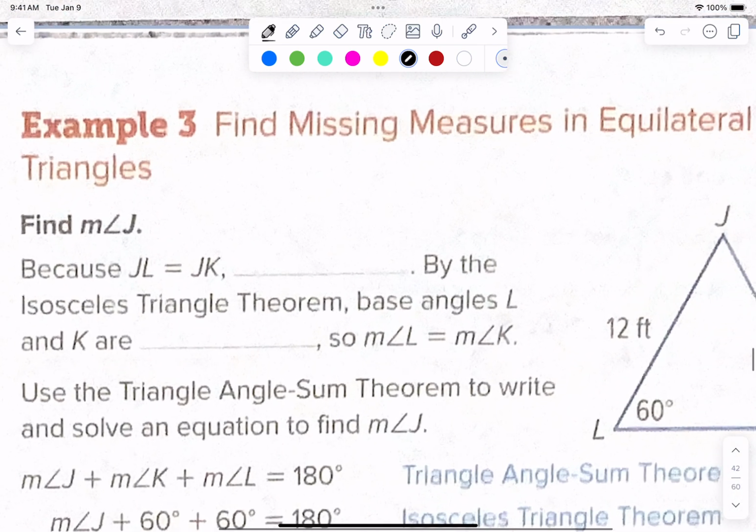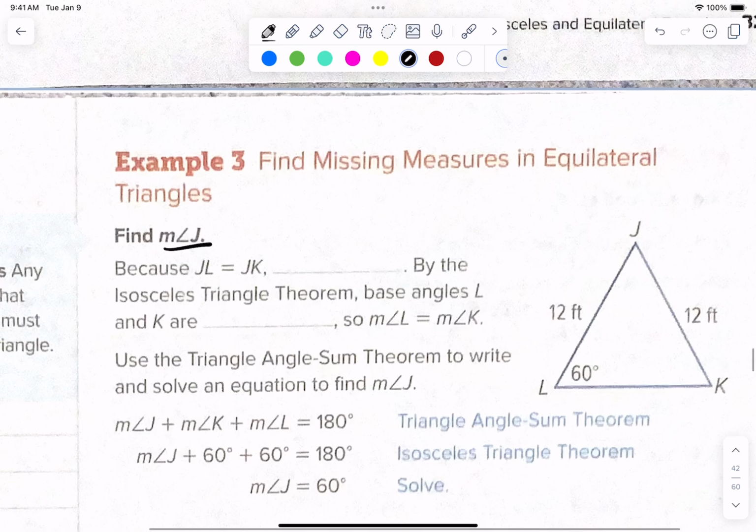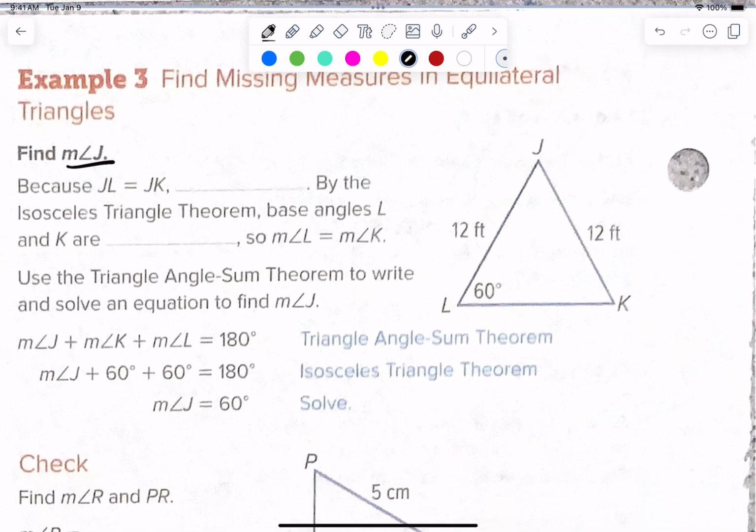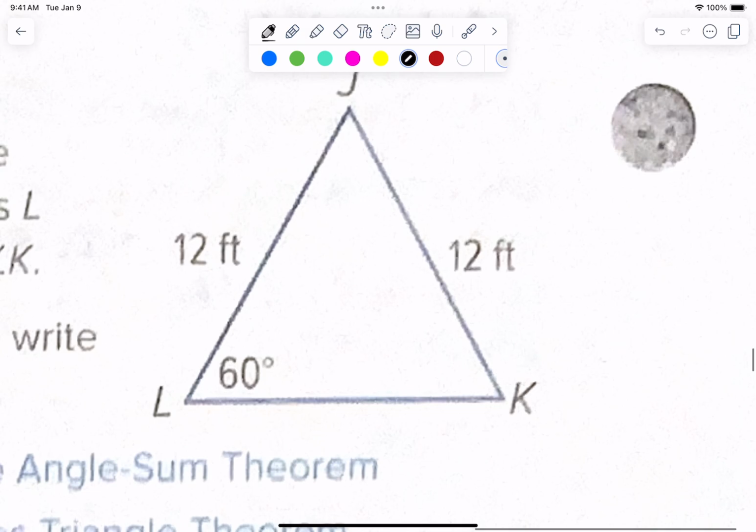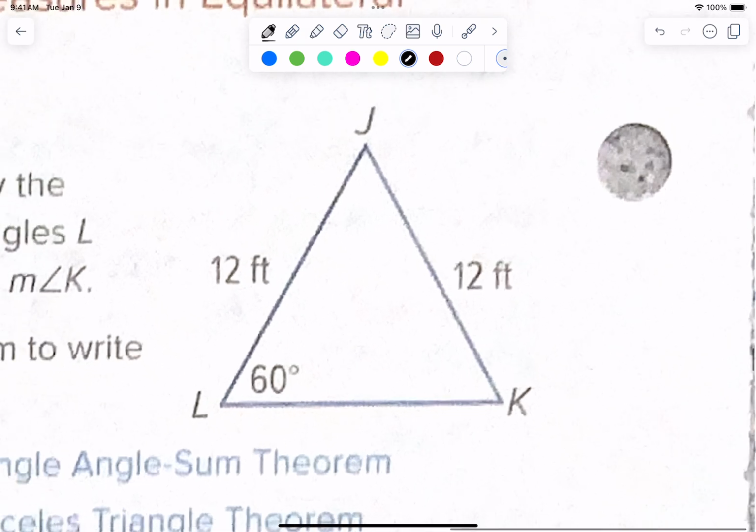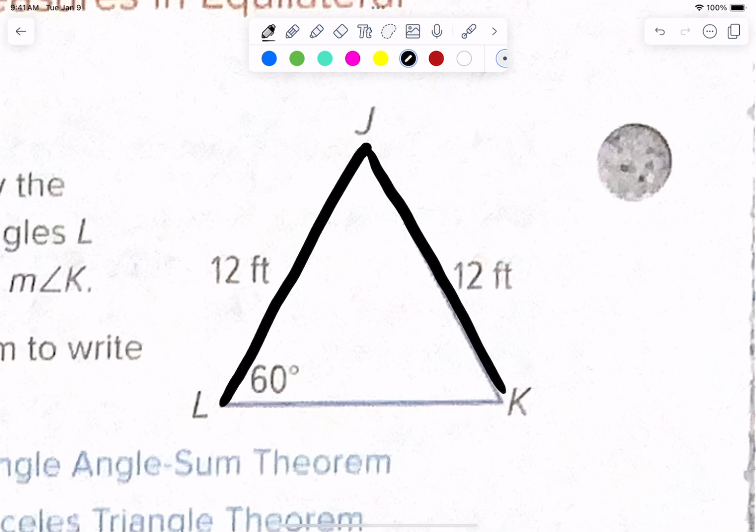Okay, let's do an example. Example 3, next page. They want us to find the measure of angle J. All right. Now, I don't know if this is an isosceles triangle, an equilateral triangle, or a scalene triangle, okay? So let's go off of things that we know. The only thing that I know right here is that this is 12 and this is 12. So these two are technically matching each other, right? So at this point, I have that this triangle is an isosceles triangle, true? Like those two sides match each other.